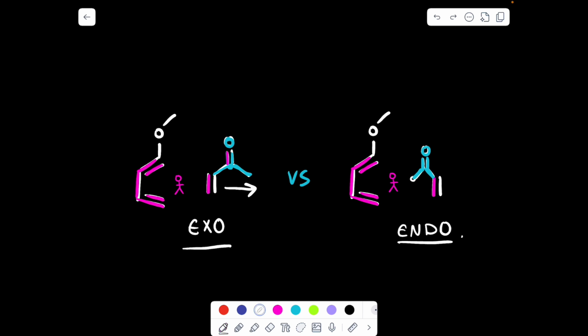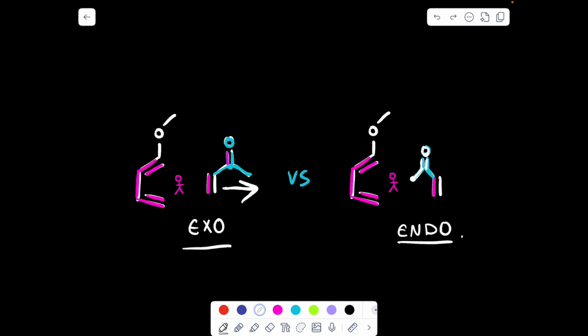But if this group, some group with pi bonds, or even lone pairs like a halogen, is pointed towards the person, this imaginary person standing in between the diene and the dienophile, the reaction is endo. That's literally it. Here the group points away, so the reaction is exo. Here the group points in, so the reaction is endo. And now the exo versus the endo approach will determine the overall stereochemistry of the final product.